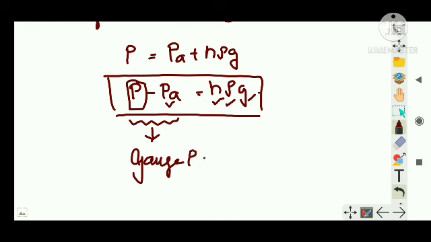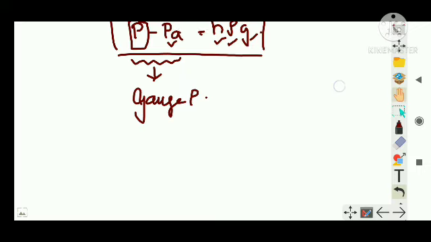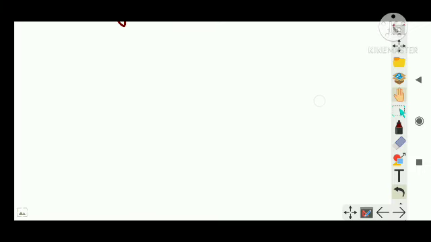Clear? So what is the device used for measuring gauge pressure? It is the open tube manometer. The device used for measuring atmospheric pressure is the barometer, or you can call it the mercury barometer. Clear? So a small term I want to introduce now, the last section, is absolute pressure.